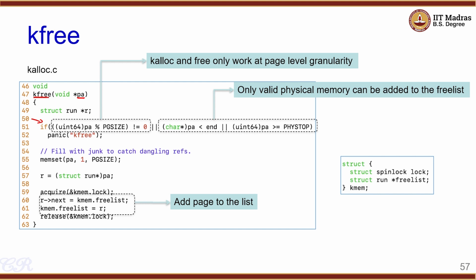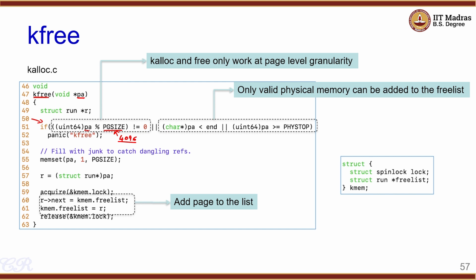So first of all, it checks whether that physical address should be at the start of a page. So it should be a multiple of 4096, which happens to be the page size. So only if the PA, the input parameter, the physical address, is a multiple of page size can this particular page be added into the free list.